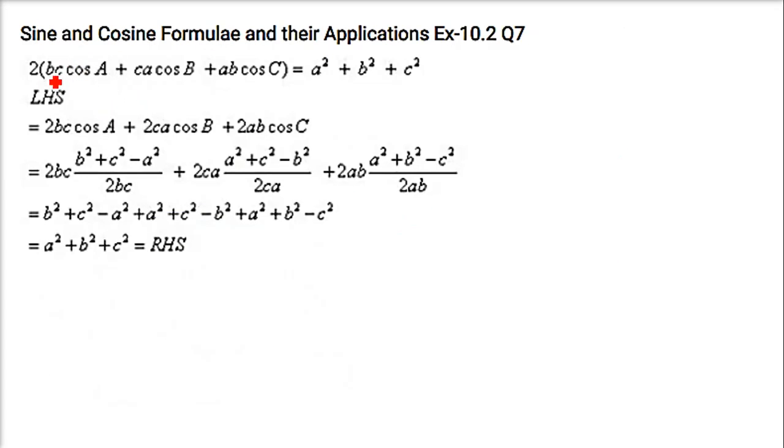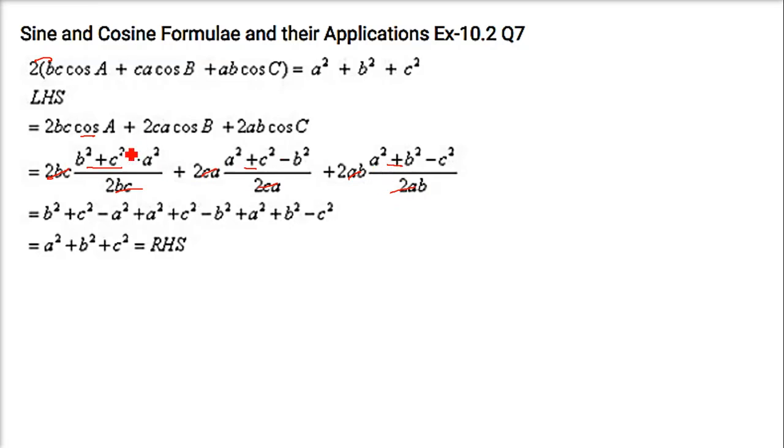Next one is this, the left hand side, you have to prove it to be a square plus b square plus c square. Same thing we are going to do. First let us multiply inside, and then use the formula of cos a, cos b and cos c. Now this 2bc gets cancelled, this also gets cancelled, this also gets cancelled. And you just have to take the sum of these three, 1, 2, 3.